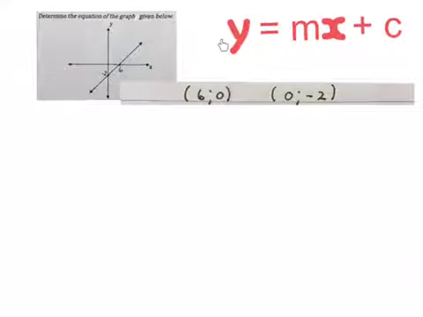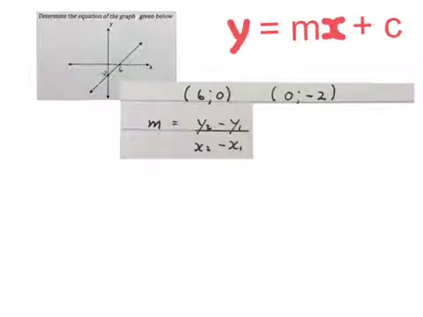Firstly, we write down the formula y equals mx plus c. Then we write down two coordinates we can get from the graph. So there we got a coordinate, x is 6 and y is 0. Then we got another number there, y is minus 2 and x is 0. So you write down your two coordinates.